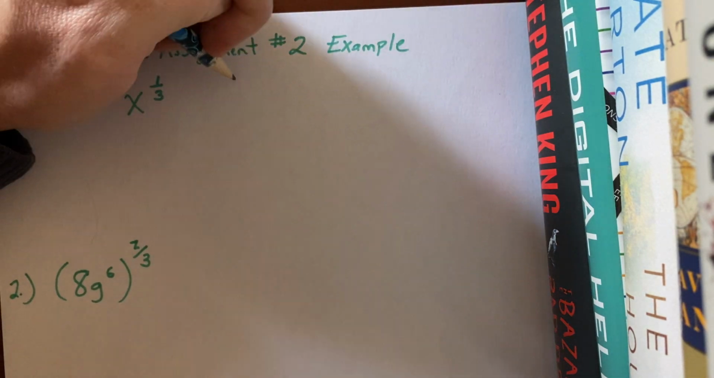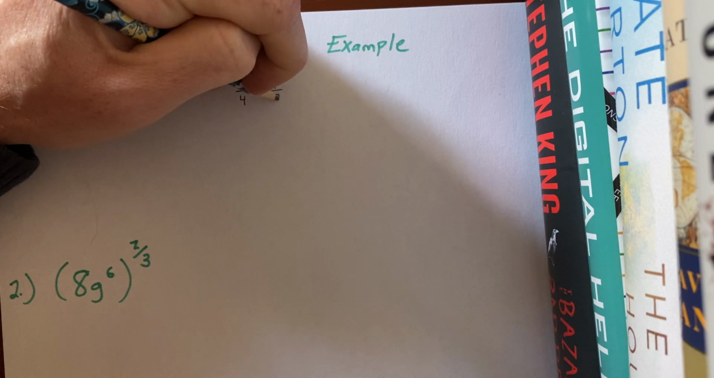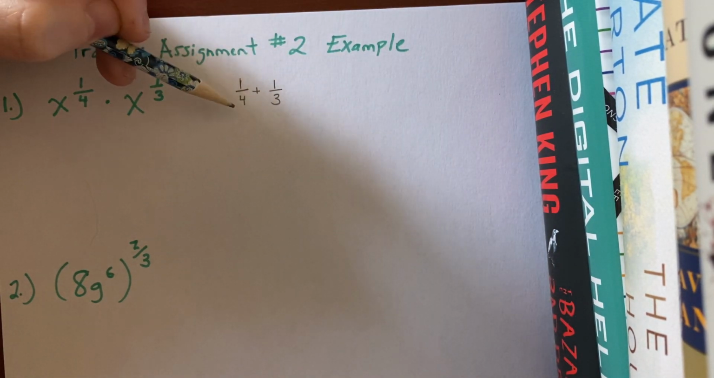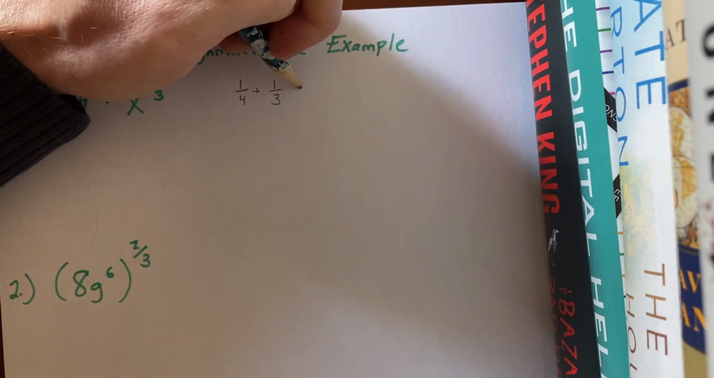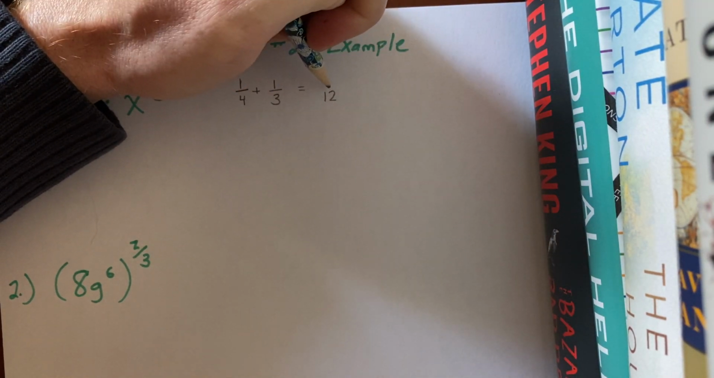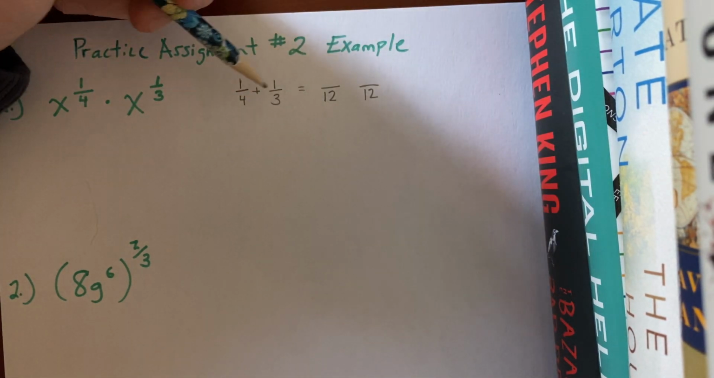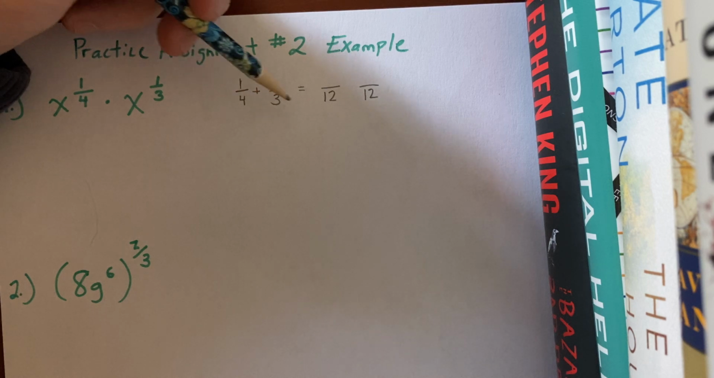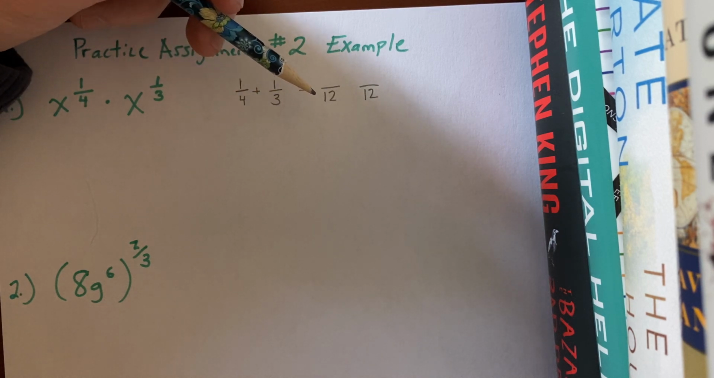So first, over here I'm going to write 1/4 plus 1/3. I can't add them as they are right now because they don't have the same denominator, so I want to get common denominators. My least common multiple is 12, so I'm going to make both of these a 12. You can always just take the denominators and multiply them together. It doesn't always have to be the smallest one. Just make sure you reduce it.